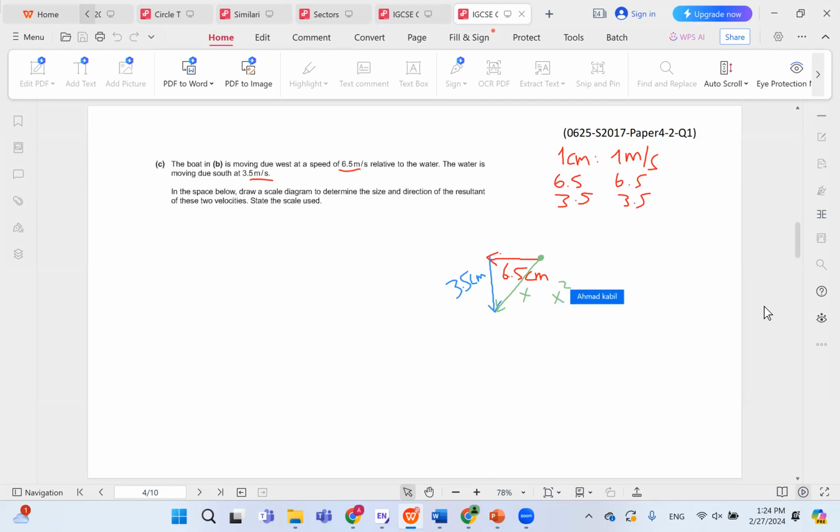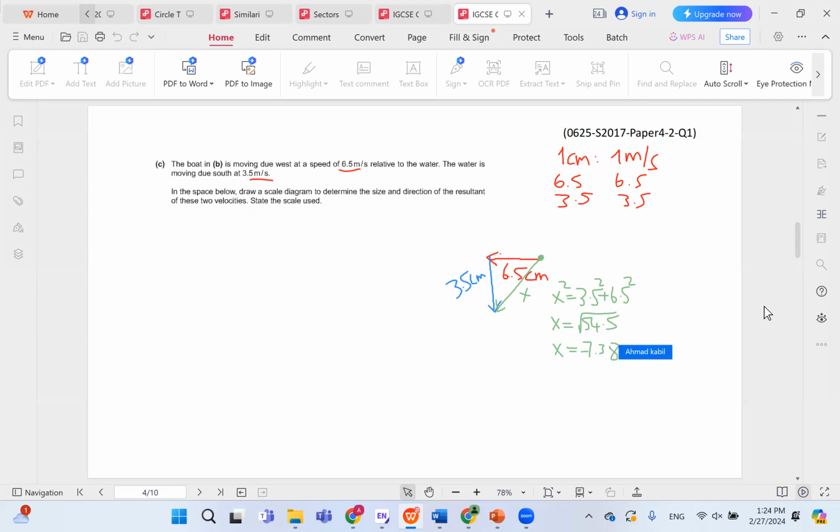So x squared equals 3.5 squared plus 6.5 squared, and x would be the root of the answer. Of course, 3.5 squared plus 6.5 squared gives us 54.5. So we want to get the root of 54.5. And using your calculator, this would be 7.38. So x would be 7.38.